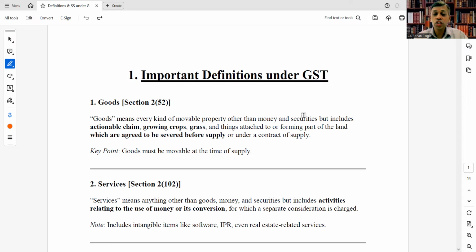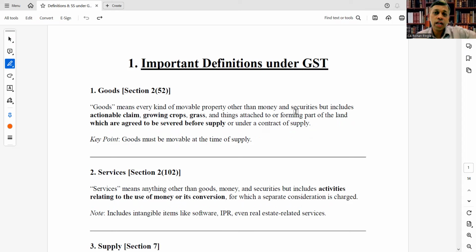Important definitions under GST. The first definition under GST is about goods. What is meant by goods? Goods means every kind of movable property other than money and securities, but includes actionable claim, growing crops, grass, and things attached to or forming part of the land which are agreed to be severed before supply or under a contract of supply.